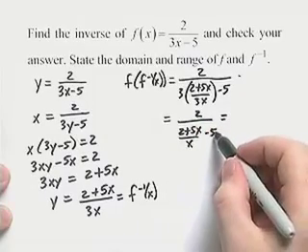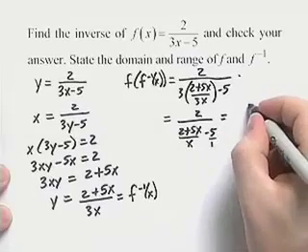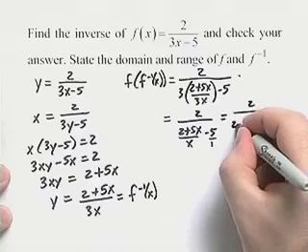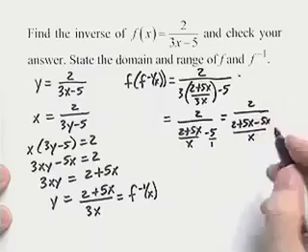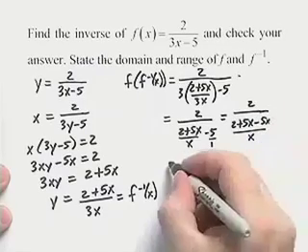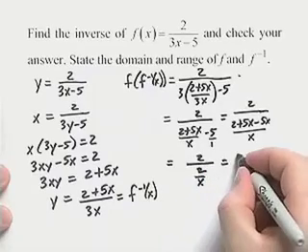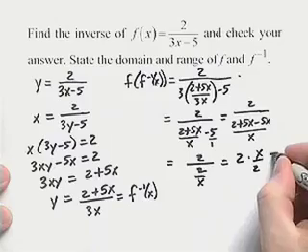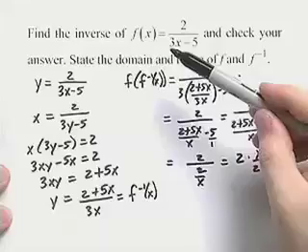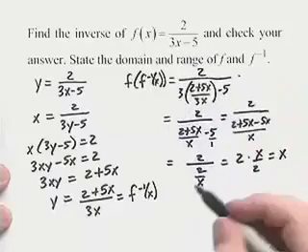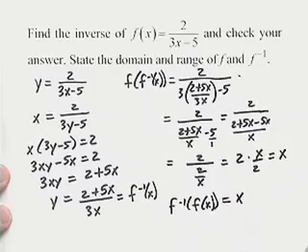If we get a common denominator, think of this as 5 over 1, we need to multiply the top and bottom here by x. So we'll have 2 divided by 2 plus 5x minus 5x over x. 5x's are going to cancel. That's going to leave us with 2 divided by 2 over x, which is 2 times x over 2, which is equal to x. So we've shown that f of f inverse is equal to x. To finish verification, we would also need to show that f inverse of f of x is also equal to x.